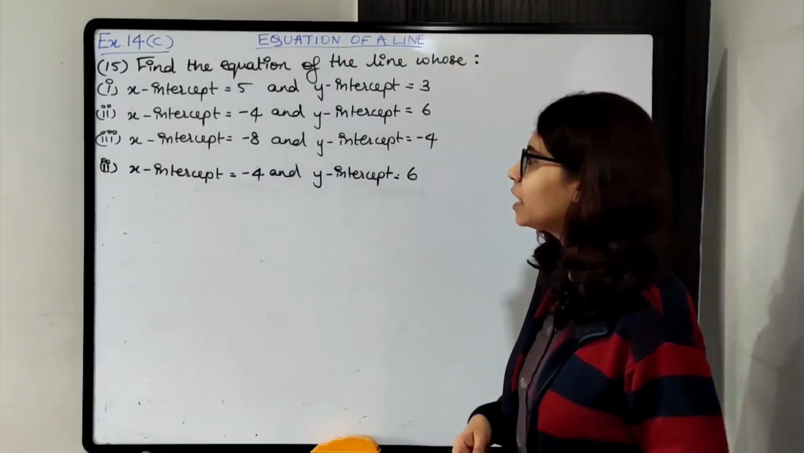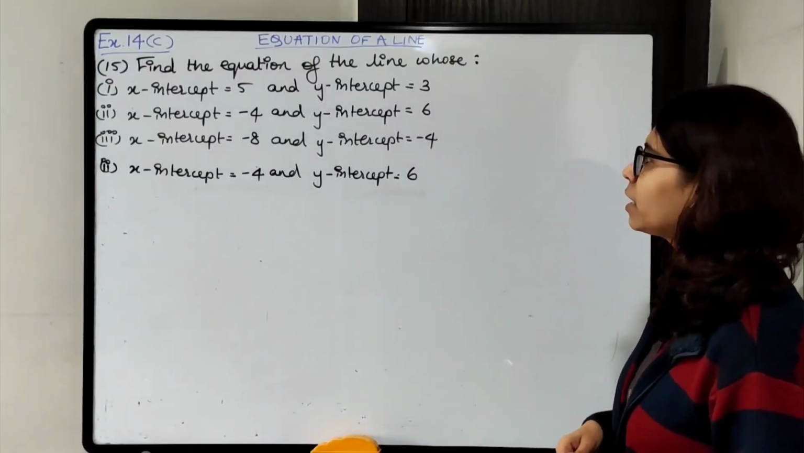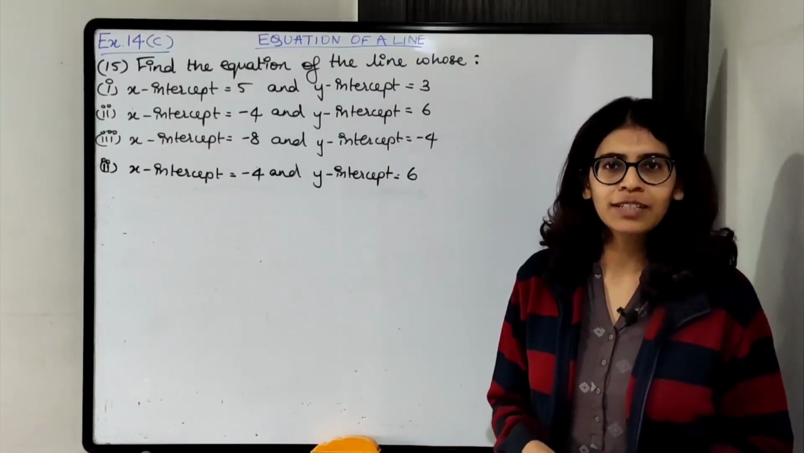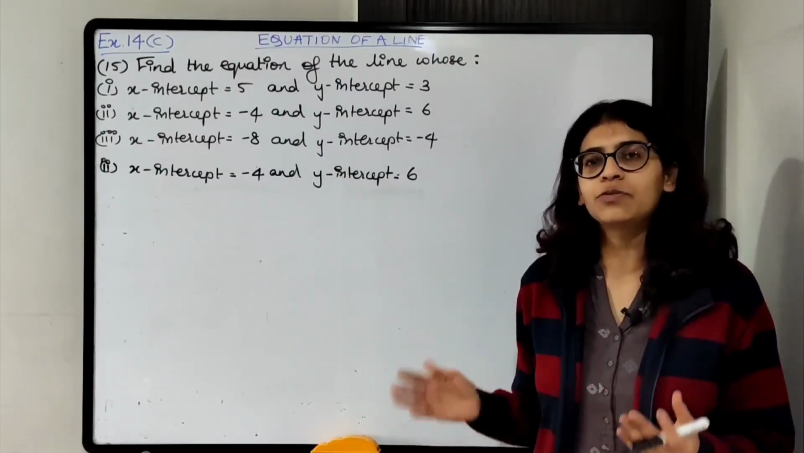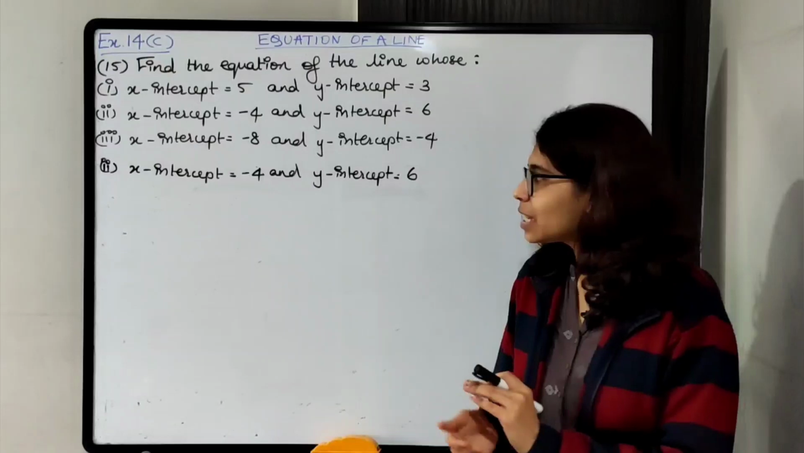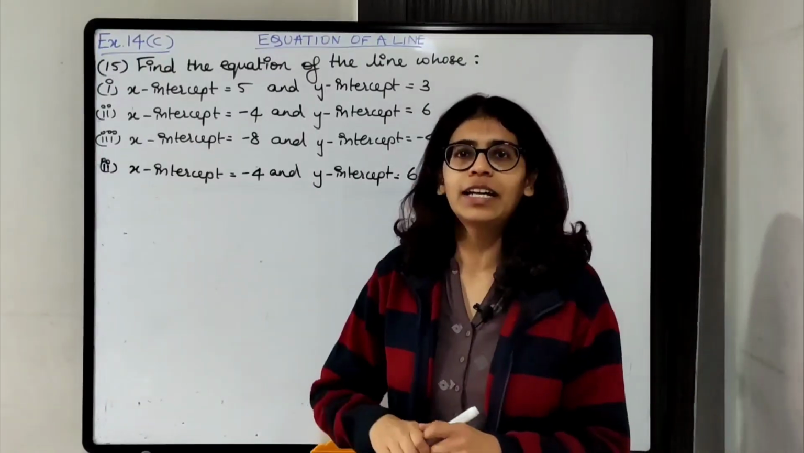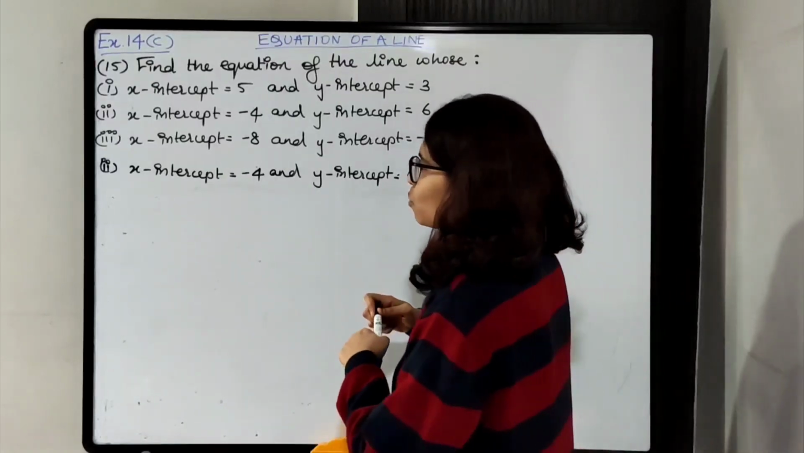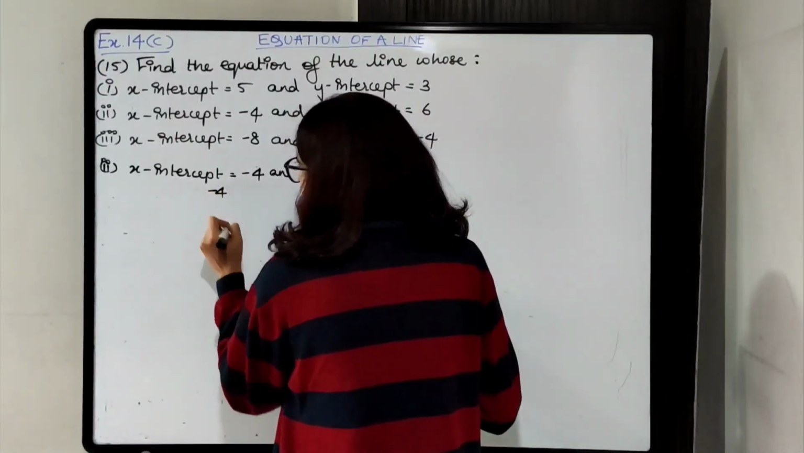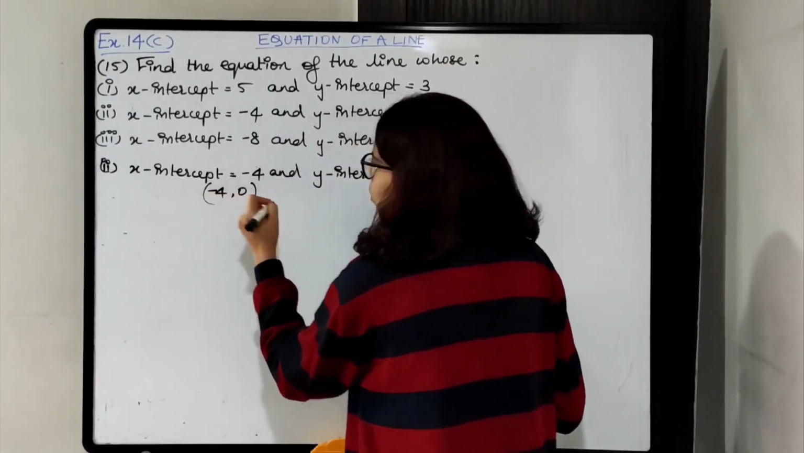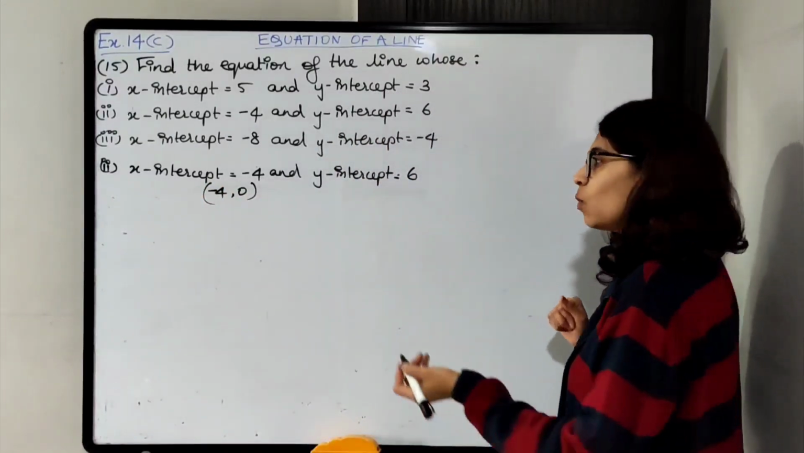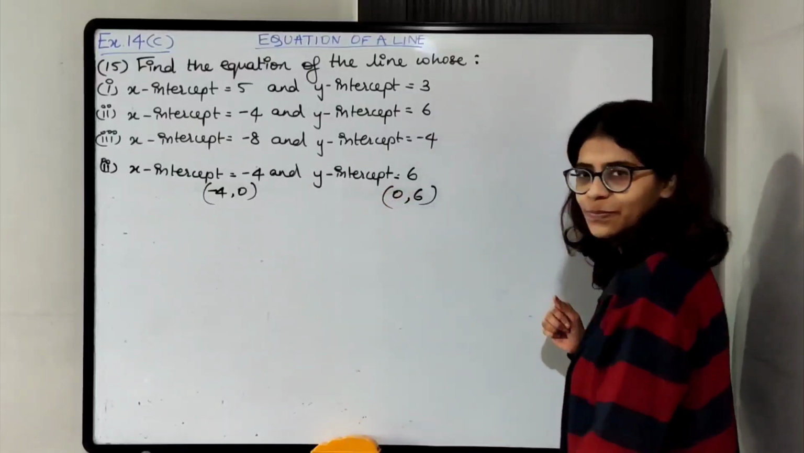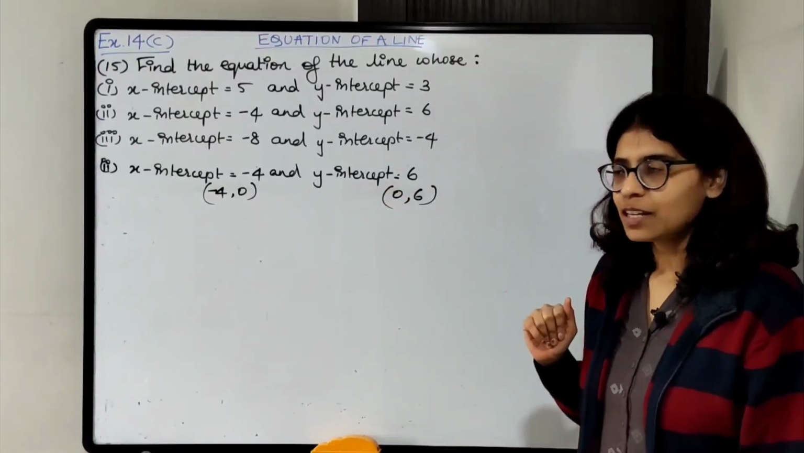So in the second part, we are given x intercept is minus 4 and y intercept is 6. We don't need to draw the diagram over here. In fact, the diagram is not required at all. That was just for understanding. X intercept is minus 4, that is, the x coordinate will be minus 4 and the y coordinate 0. So minus 4 will be the x coordinate, 0 will be the y coordinate. For y intercept, the y coordinate is 6 and the x coordinate is 0. Easy, okay?